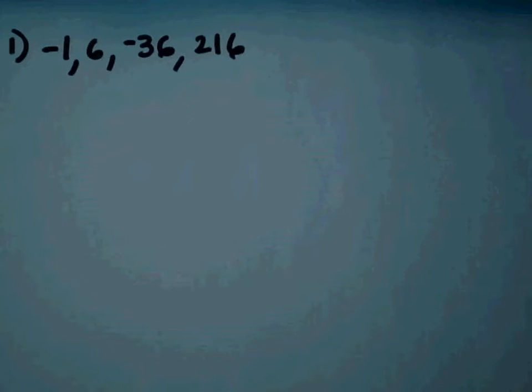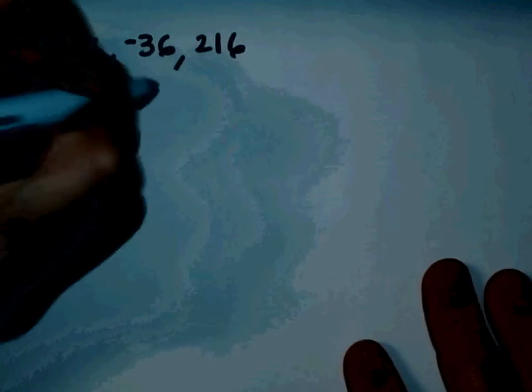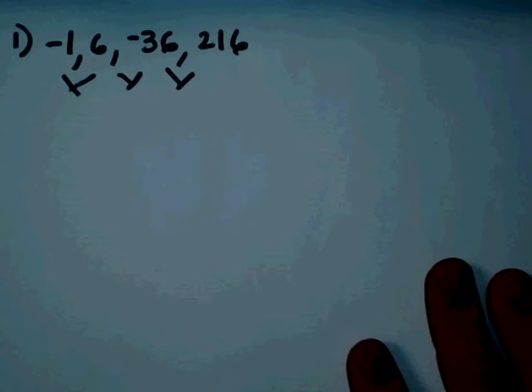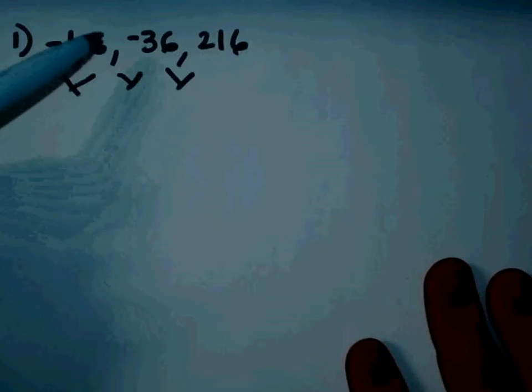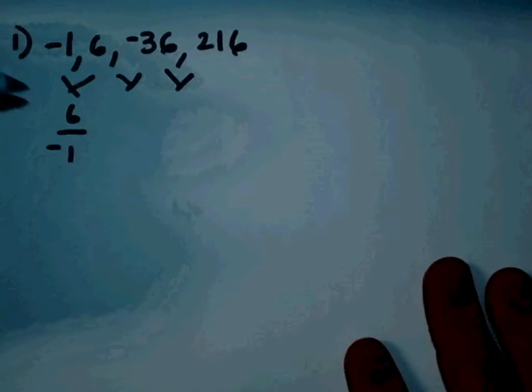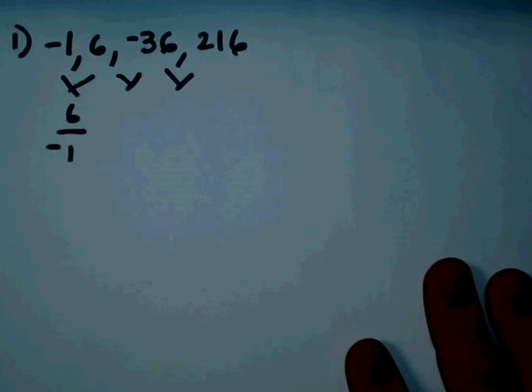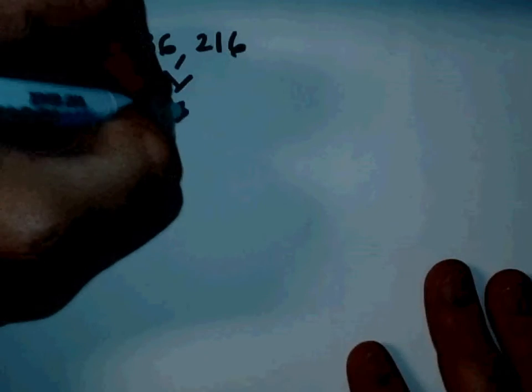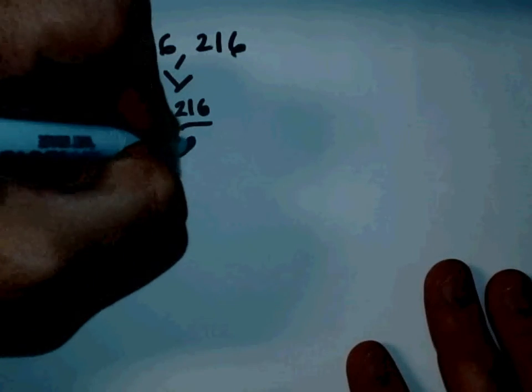And so what I need to do is see how much these change, okay? And it's called a common ratio. It's called a ratio because the way that I figure it out is I take this term and I divide the previous term from it. So this is really 6 divided by -1. This is really -36 divided by 6. And this change is really 216 divided by -36.